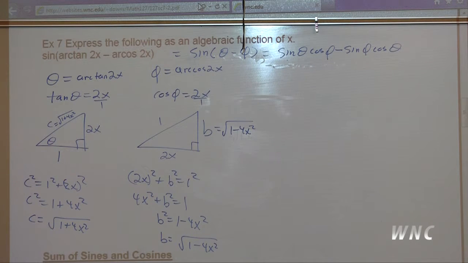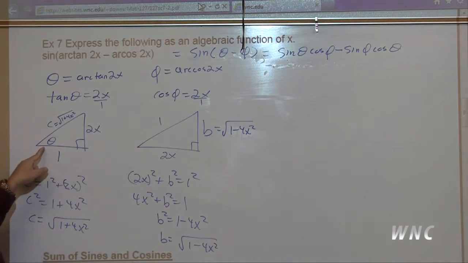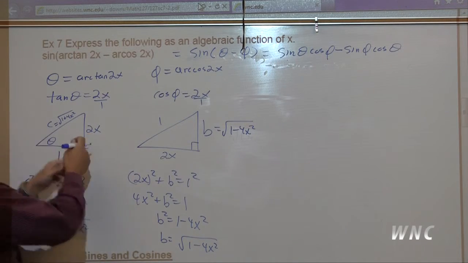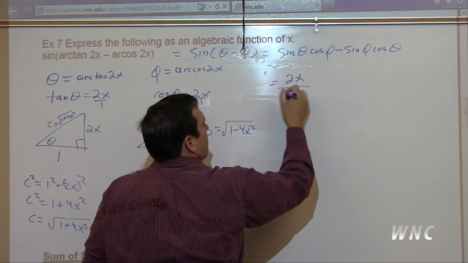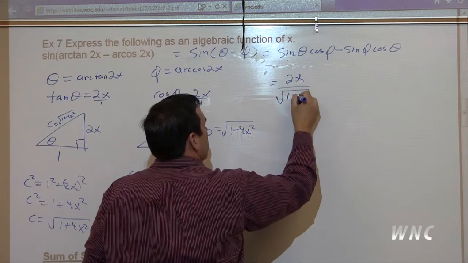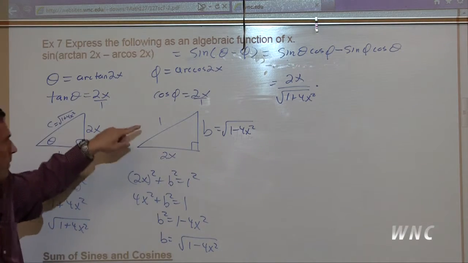So let's finish this off. We have our triangles. We know the sides of these triangles, so we could find these relationships. Sine of theta is going to be the opposite over the hypotenuse. So we have 2x over the square root of 1 plus 4x squared times cosine phi.